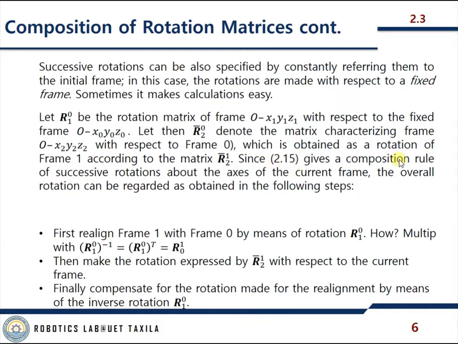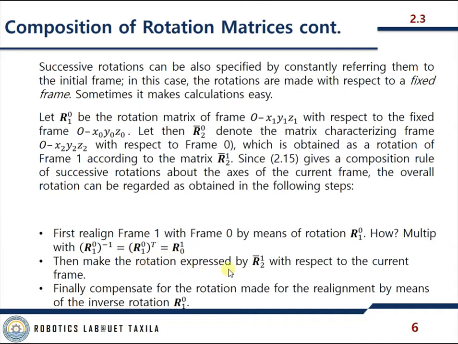Since 2.15 gives the composition rule of successive rotations about the axis of the current frame, the overall rotation can be regarded as obtained in the following steps. First, realign frame 1 with frame 0 by means of rotation R01. We are moving from R1 to R0. How are we going to do that? Just multiply with R01 inverse, which is equal to this.